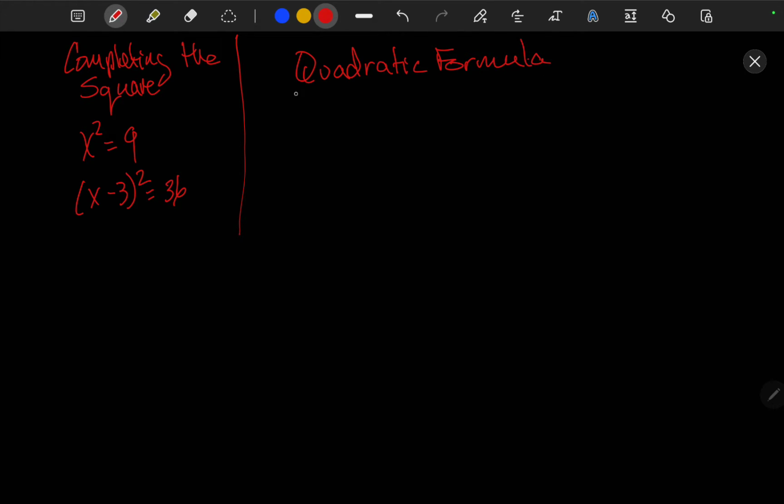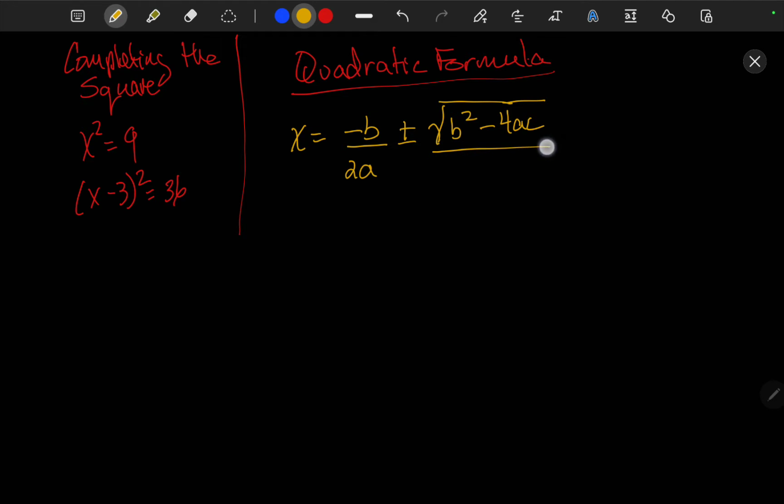And this is the holy grail of quadratics. You guys have heard me say this out loud in class so many times. x is equal to negative b divided by 2a, plus or minus the square root of b squared minus 4ac, all divided by 2a. Or another way that people like to write it is negative b plus or minus the square root of b squared minus 4ac, all divided by 2a.